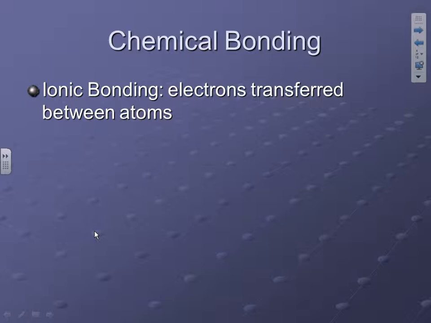So here's what I want you to do first. In the bottom left-hand corner of your outline, or the bottom right-hand corner of your outline, there's lots of space down there. I want you to draw for me the Lewis structure for chlorine. Draw me the Lewis structure for chlorine.